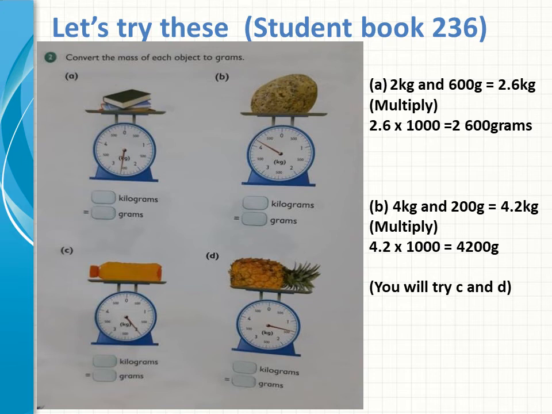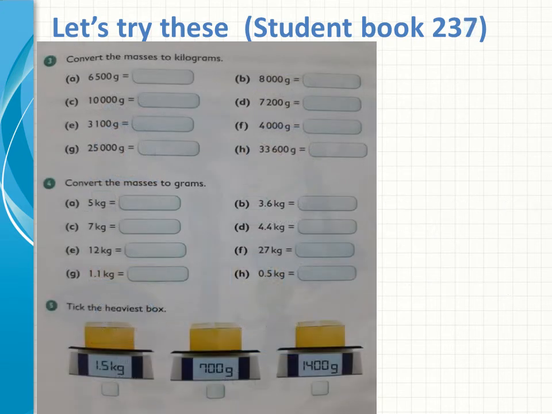Now you can try the pineapple and the bottle of, I think, maybe juice or something. You can try the 2 and show me your answers on Class Dojo, okay? Now let's see this finally. On the student book, let us solve some of these questions. I will solve a little bit of them and I will show you how you can do the rest.